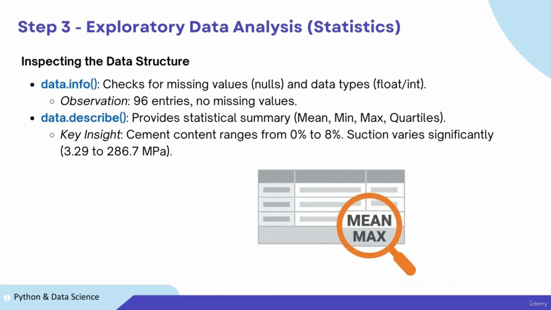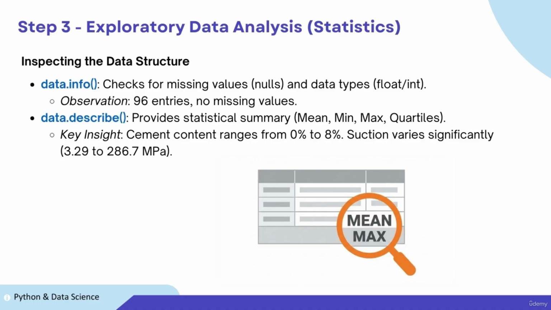Step 3 is exploratory data analysis. Never train a model on data you haven't looked at. We use the command data.info to check for missing values. In this dataset, we have 96 entries and fortunately 0 missing values. We also use data.describe. This gives us the statistical summary.